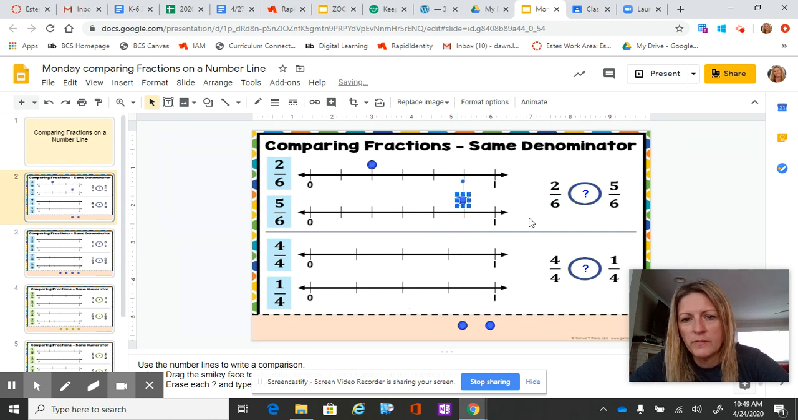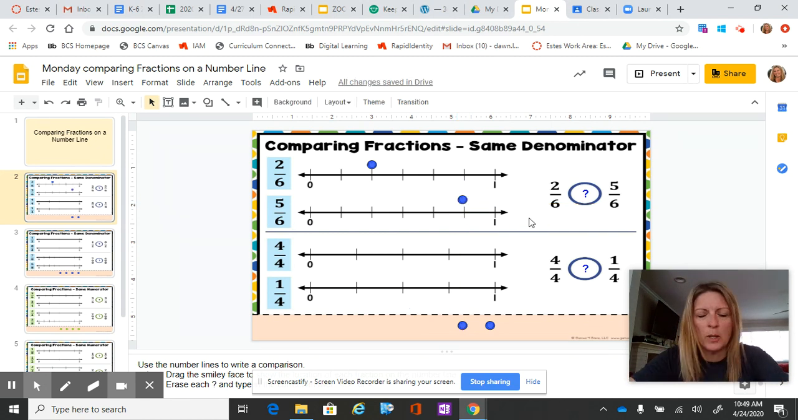Okay. Once I've done that, now I'm looking to see which one is more. And I want you to think about if you were an ant walking along this number line. Did you walk further when you went 2/6, or did you walk further when you went 5/6? We can see that we walked further when you went 5/6.